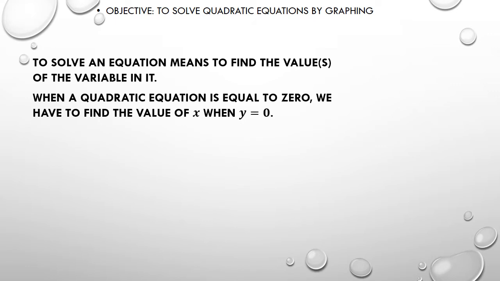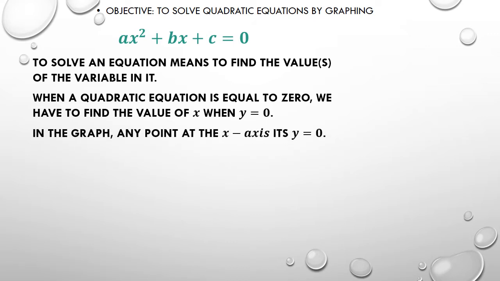When the quadratic equation is equal to 0, which means we replace the y by 0, we have to find the value or the values of x when y equals 0. Look at this quadratic equation. They replaced the y by 0, which means I have to find the values of x when y equals 0. In the graph, which points have y equal to 0? Any point on the x-axis has y equal to 0.